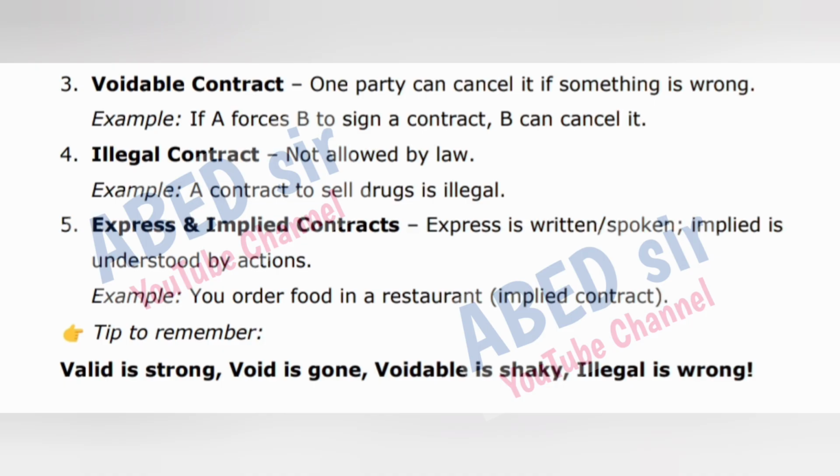5. Express and implied contracts. Express is written, spoken, implied is understood by actions. Example: you order food in a restaurant, implied contract. Tip to remember: valid is strong, void is gone, voidable is shaky, illegal is wrong.